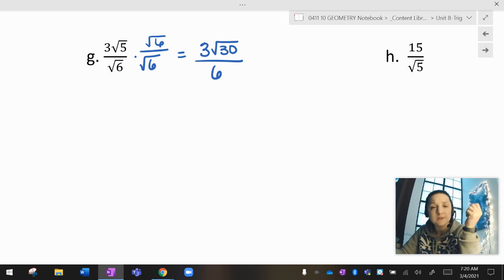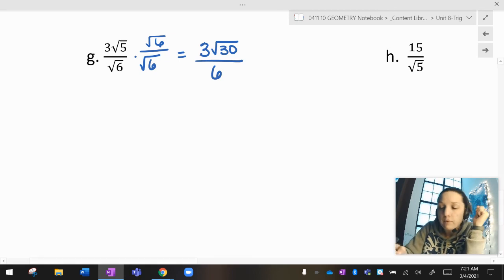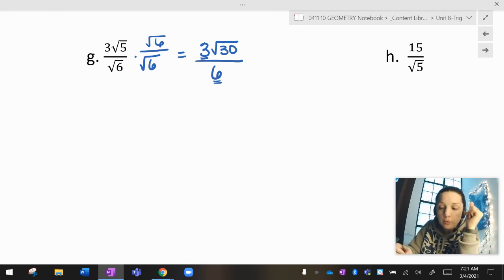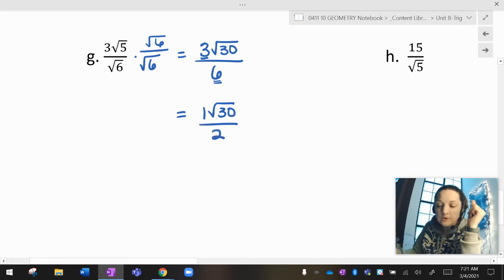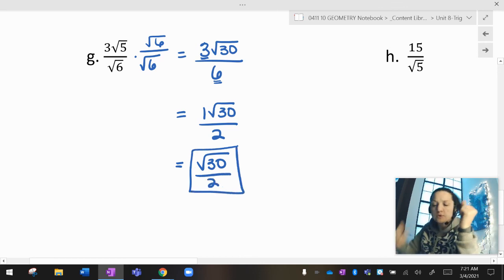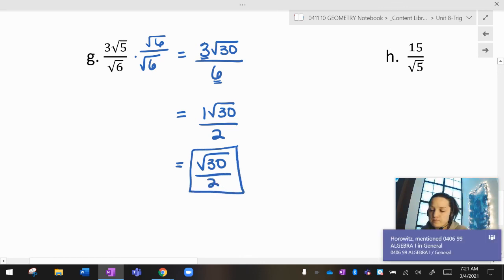So I could box this in right now. It's been rationalized, but it simplifies more. I have a regular old coefficient of 3 and a 6 down here. If those two numbers that aren't in radicals are reducible, reduce them. 3/6 is the same as 1/2. So this is really 1 radical 30 over 2, and we don't usually put the ones there. We make them invisible. So that's radical 30 over 2.